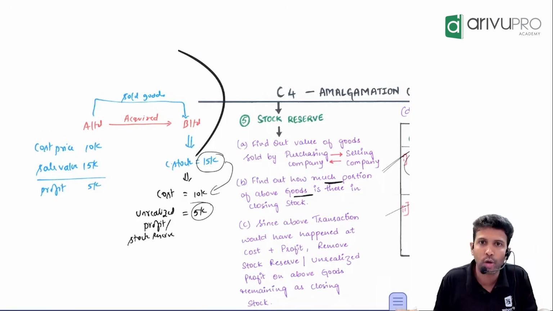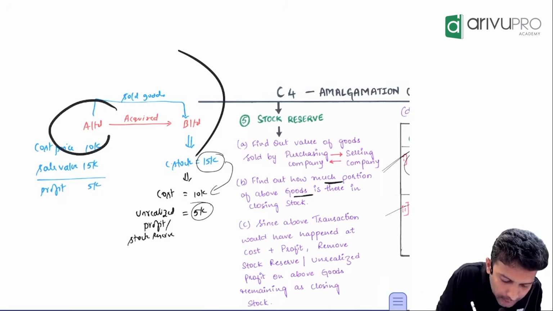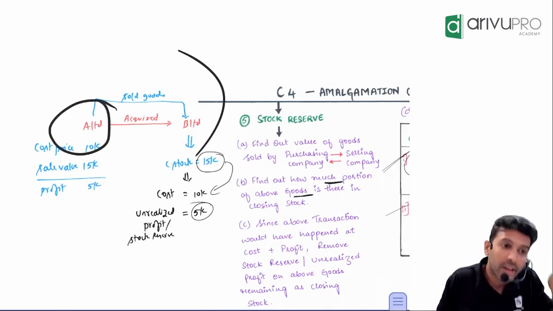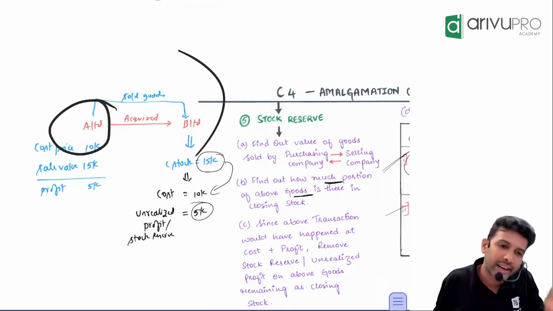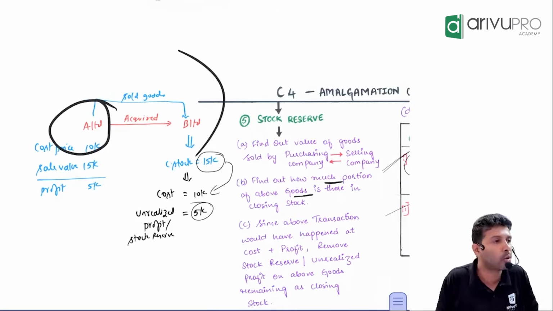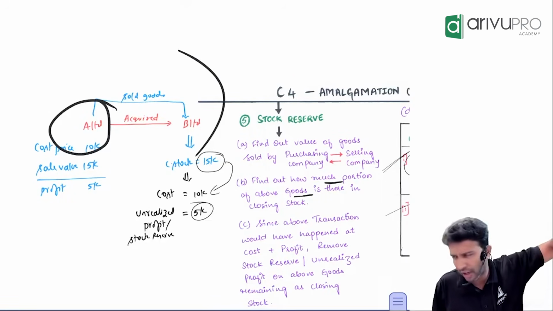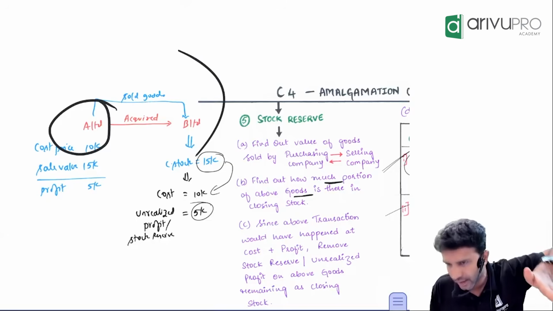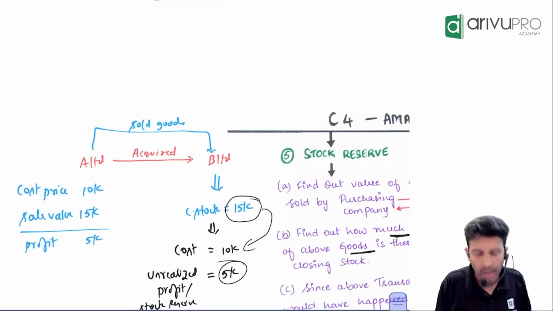So some profit element will by default be included in closing stock, which you cannot show. Because if you show it, it looks like I made profit from myself. This goods, in this example, was with whom first? A Limited only. After amalgamation, the goods still came back to A Limited. So if you show this profit, it will look like A Limited made a profit from themselves. Hence, that will not hold good, so you need to eliminate it. That is what we call the concept of stock reserve.